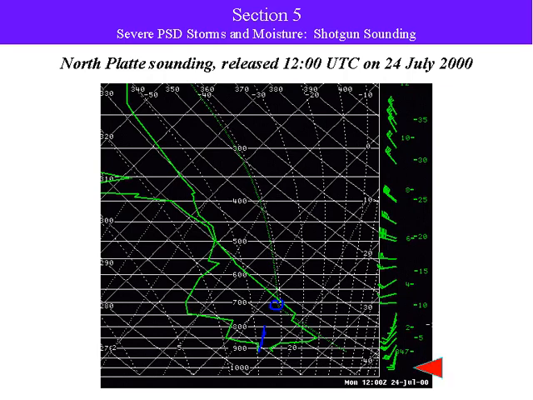We'll talk a little bit later about what role this dry layer aloft may play in making this a PSD storm, and give you a couple of conflicting theories on that.